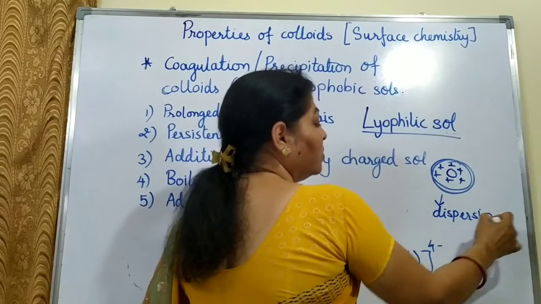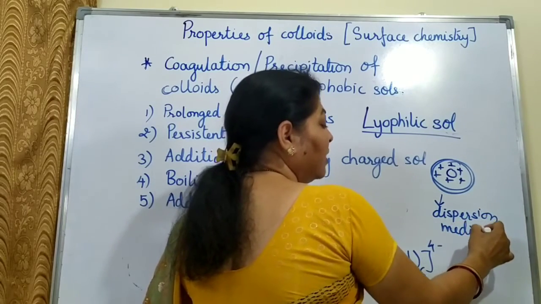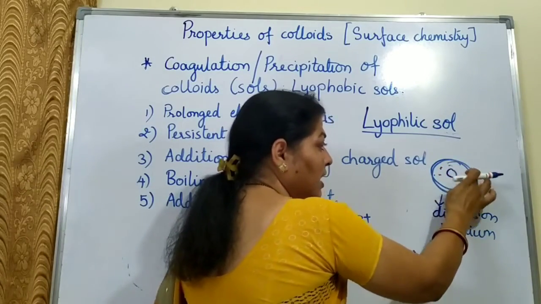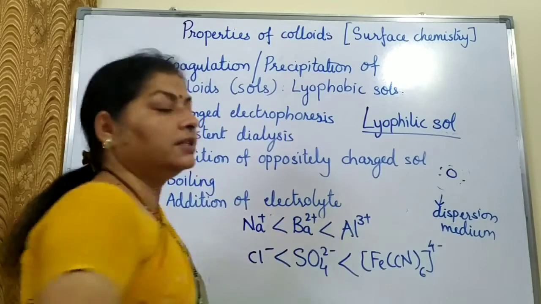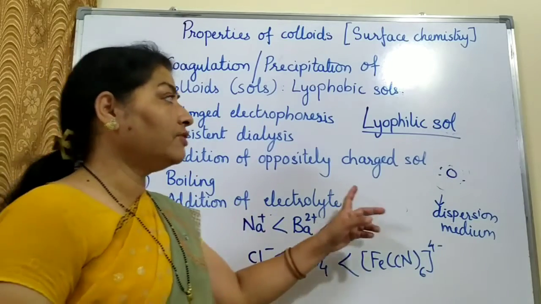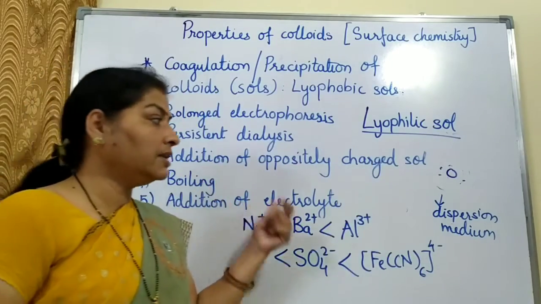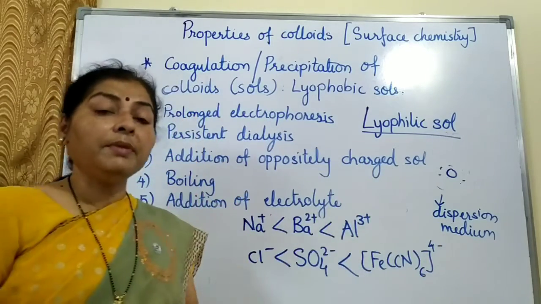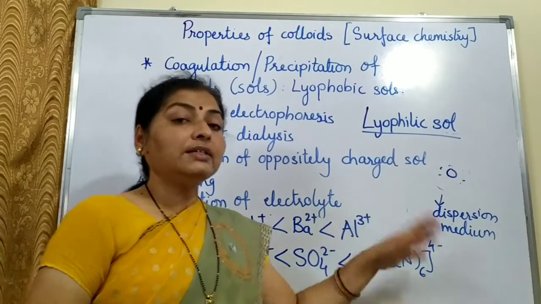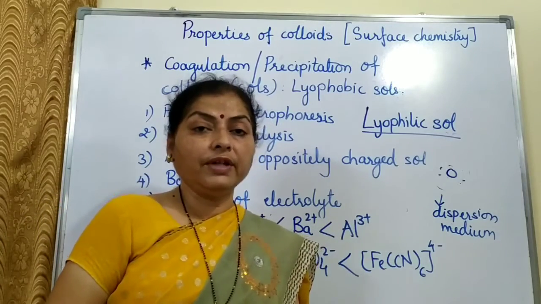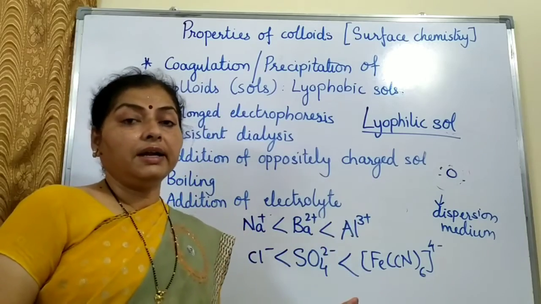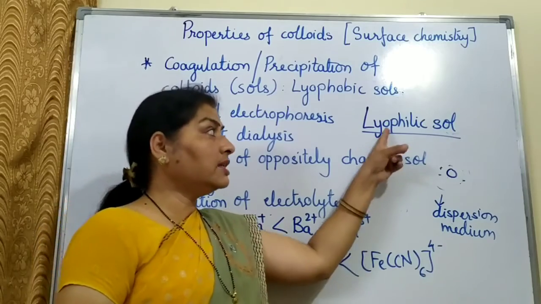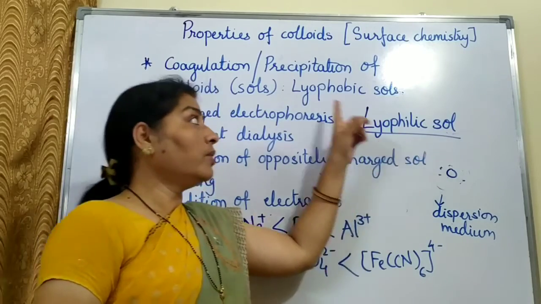So if we want to precipitate a lyophilic salt, we need to destroy this layer of charges as well as this layer of the dispersion medium. So two things have to be done. One is destruction of the charge and the second is the removal of dispersion medium. So if it is a salt made in water as a dispersion medium, then some dehydrating agent can be added to remove that. For example, alcohol can be added or ether can be added if we want to remove that sheath of the dispersion medium. So in this way, lyophilic salt also can be coagulated.